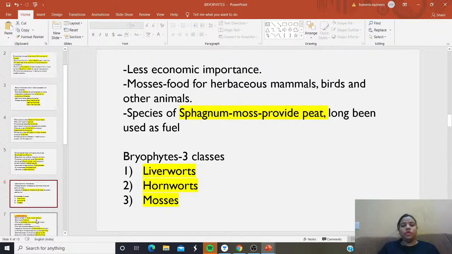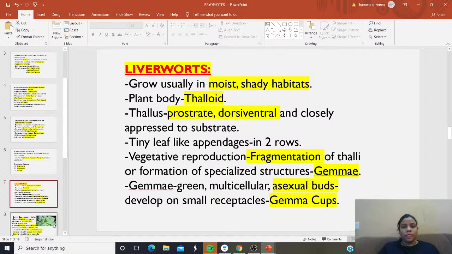When compared to other plants, these bryophytes are of less economic importance. Mosses provide food for herbivorous mammals, birds and other animals. And species of sphagnum, which is also a moss, provide peat. What is peat? It has long been used as fuel. Bryophytes are basically divided into three classes, that is liverworts, hornworts and mosses.